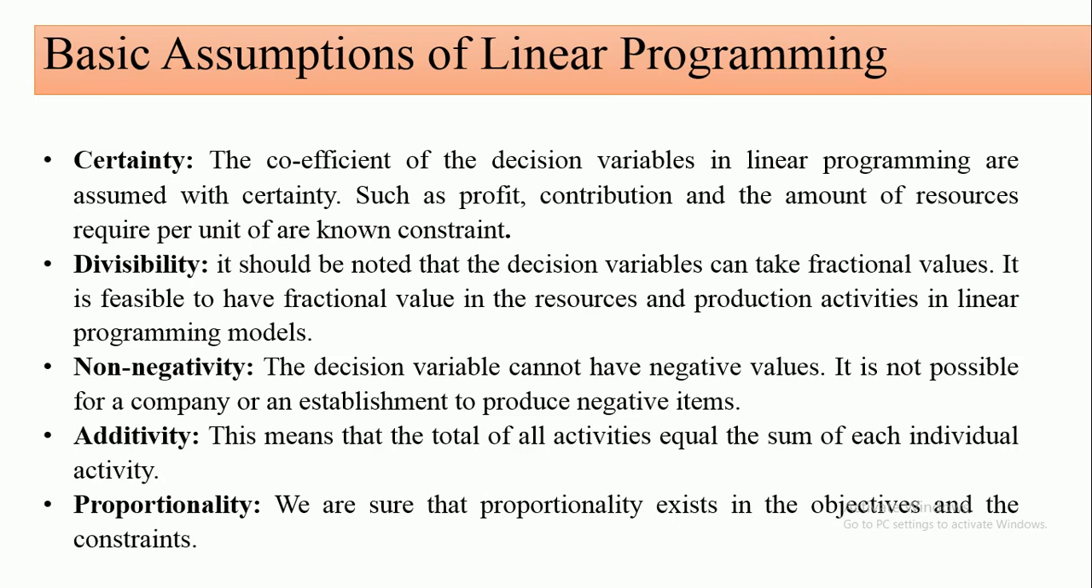Proportionality. So we are sure that proportionality exists in objectives and constraints, meaning that if you are using two items to get 10 output, definitely, when you have 4 items, it's going to produce 20 outputs. If 2 items produce 10 outputs, 4 items will produce 20 outputs. So there should be proportionality in the objectives and the constraints.